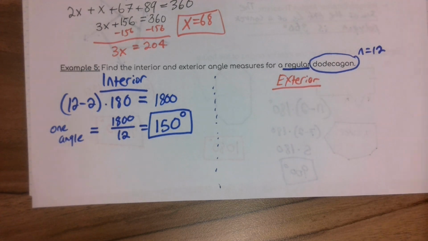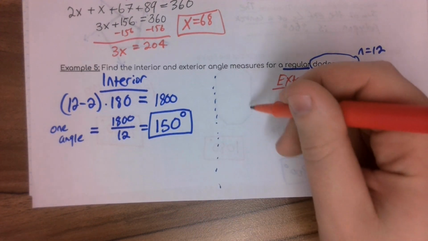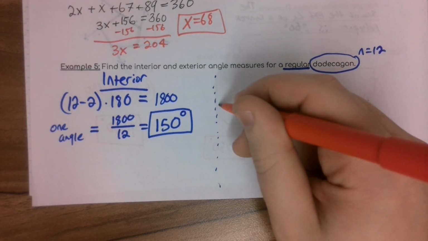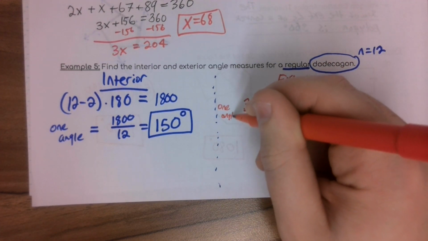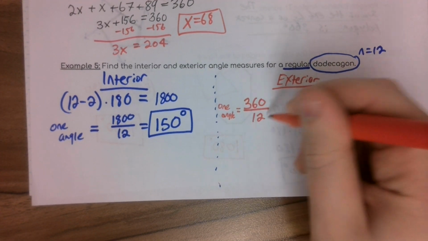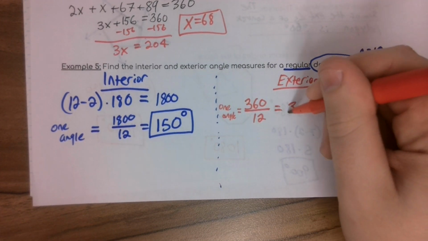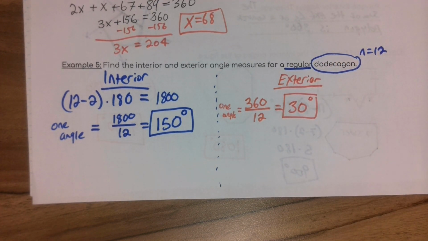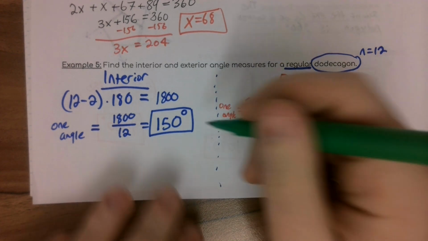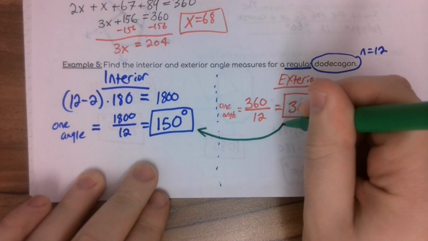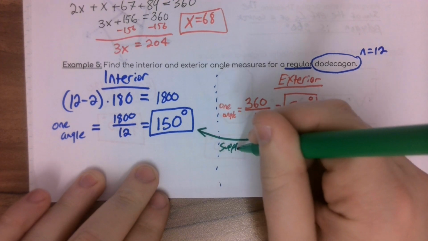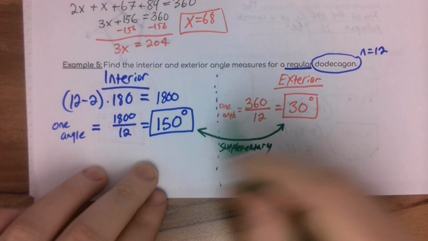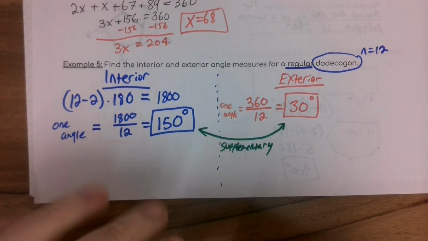We can even do something similar to the exterior, but we don't need this first calculation. We know that 360 is the sum. So if we're trying to find one of these 12 angles, we take 360 and divide it by 12. That's going to give us 30 degrees. Another fun fact you may have noticed is that these two add up to 180. They're supplementary. So that's a good way to check your work. If you can find one of those answers, the other one is going to be supplementary with it, adding to 180.